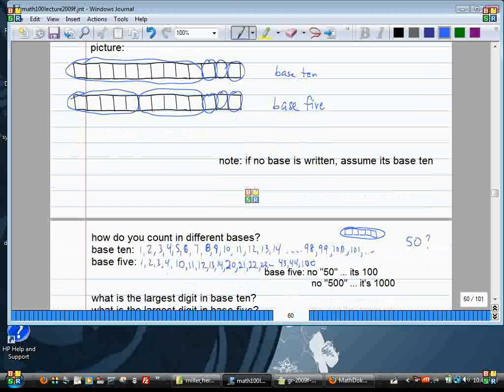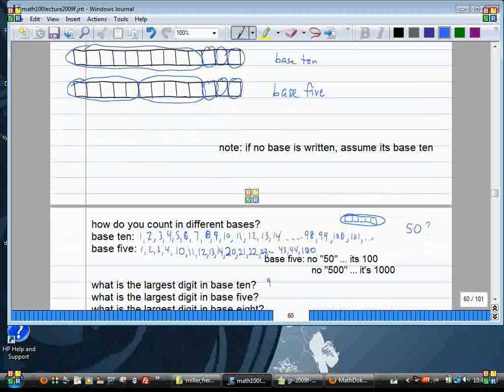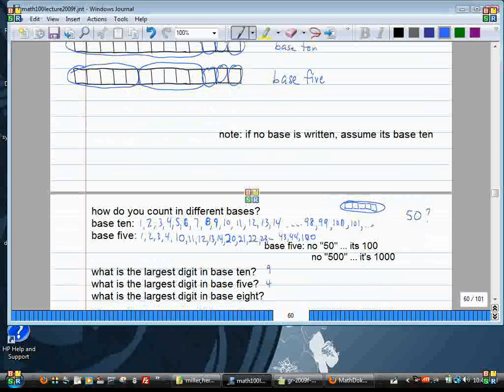So, let's think about this. What is the largest digit in base 10? 9. Right? 0, 1, 2, 3, 4, 5, 6, 7, 8, 9. But now, what is the largest digit in base 5? 4. Right? You never see 5, think of it as the odometer clicking over to the next place value. So, give you one guess, what's the largest digit in base 8? 7. Exactly.